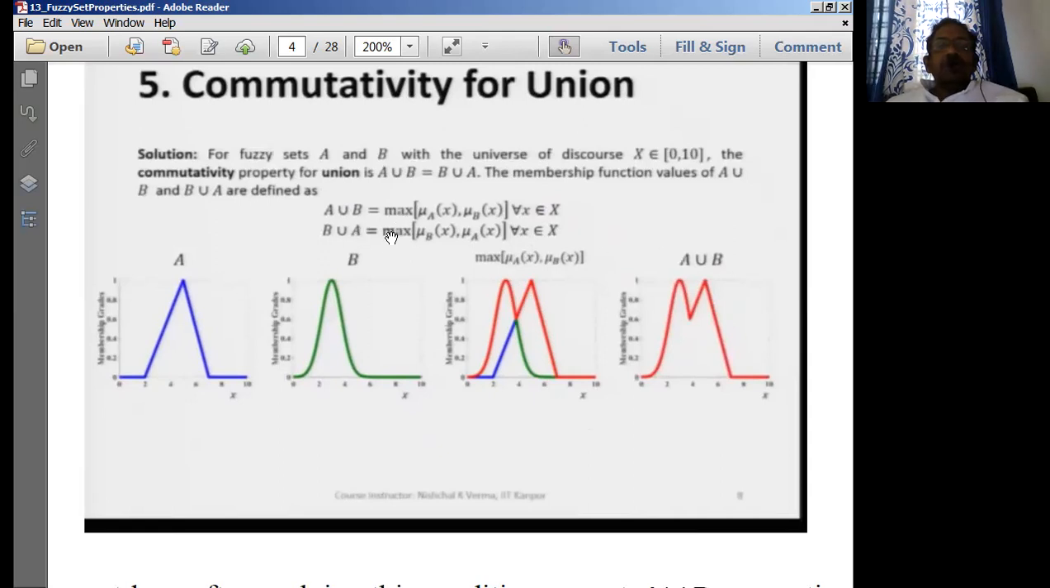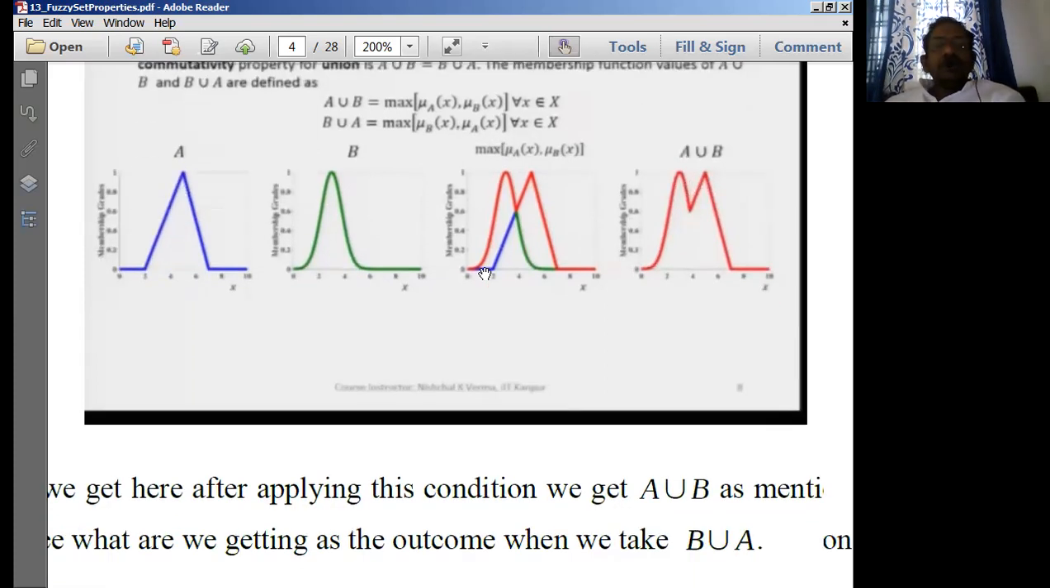So A union B is equal to max of mu A of x, mu B of x. This is what we are going to have as the commutative property for A union B. Then after this, let us go into B union A now. For B union A, what is the criteria we can write? Max of mu B of x comma mu A of x. That is the criteria that we have to follow.